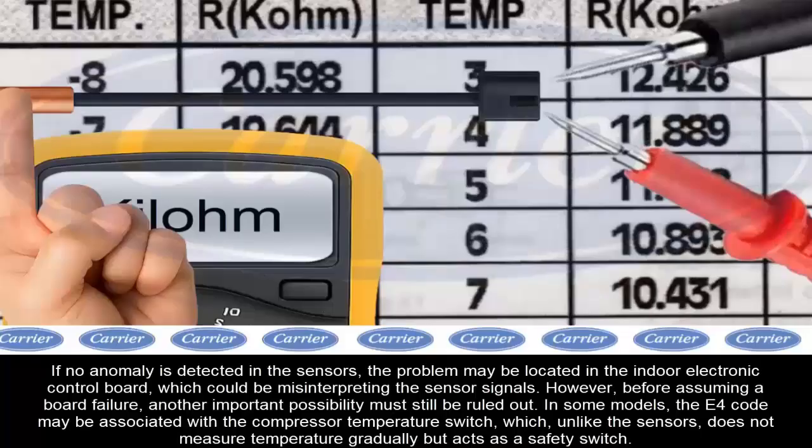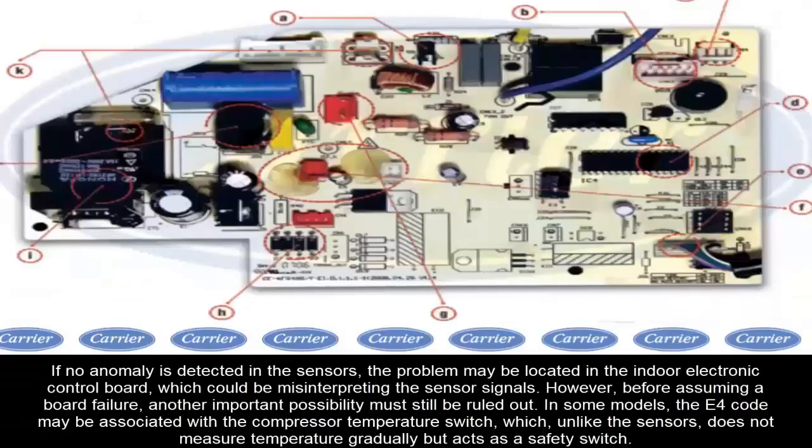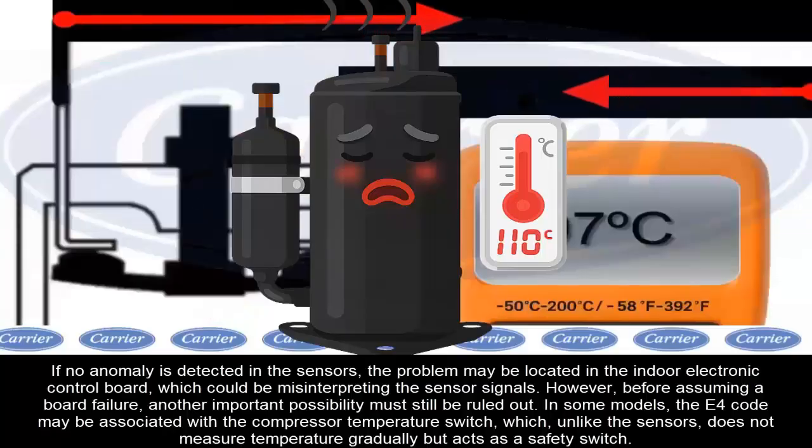If no anomaly is detected in the sensors, it is possible that the problem lies in the indoor electronic board, which could be misinterpreting the sensor signals. However, before assuming a board failure, another important possibility must be ruled out. In some models, the E4 code may be associated with the compressor temperature switch, which, unlike sensors, does not measure temperature gradually, but acts as a safety switch.